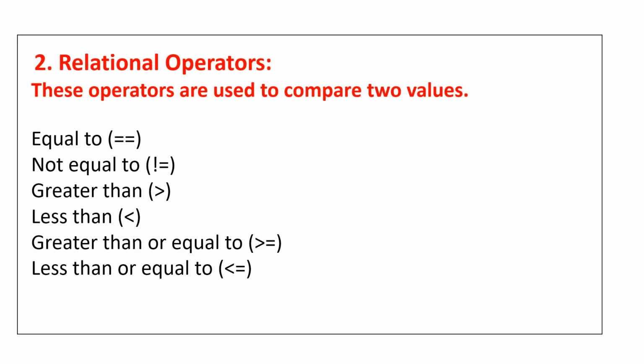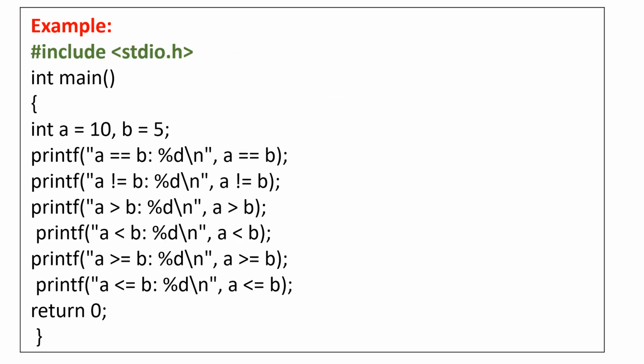The next operator we are going to discuss is relational operators. These operators are used to compare two values. For example, one variable is equal to another variable, equal to or not equal to, one variable is greater than another variable, less than, greater than or equal to, less than or equal to. All these are called relational operators.